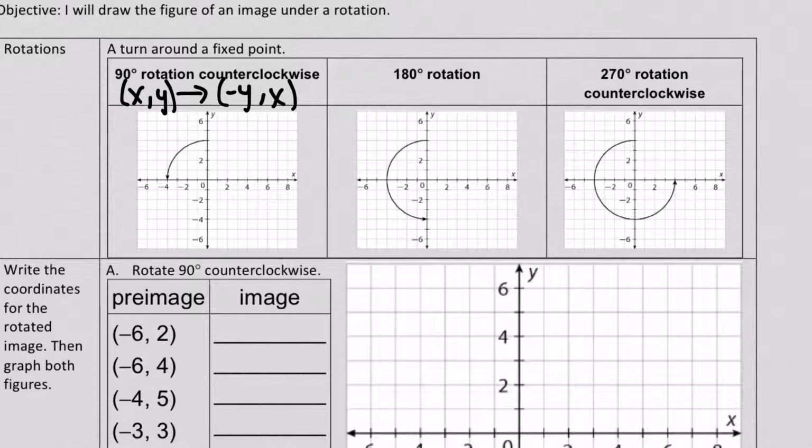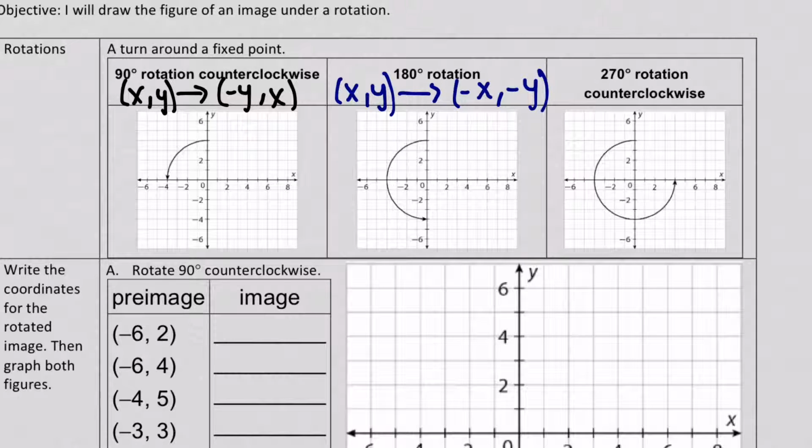A 180-degree rotation, we did that one together in class. That one is actually one of the easiest ones. It's very, very simple. Here's what you write for that one. You're going to write (x, y), right? We always start with (x, y), maps onto (negative x, negative y).